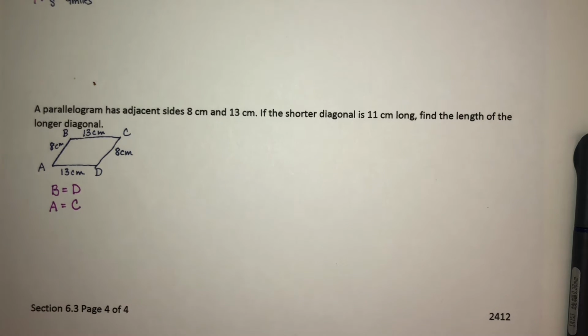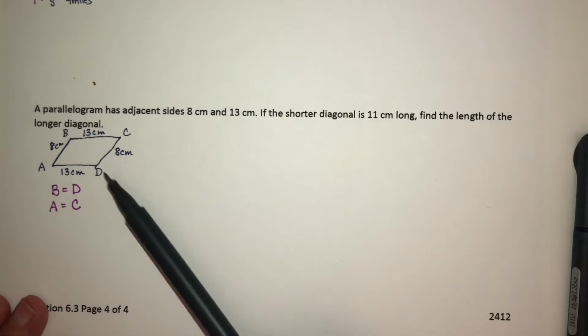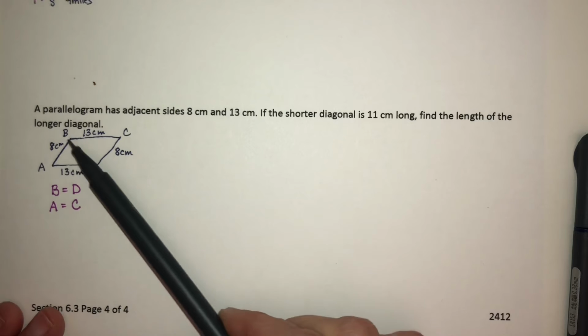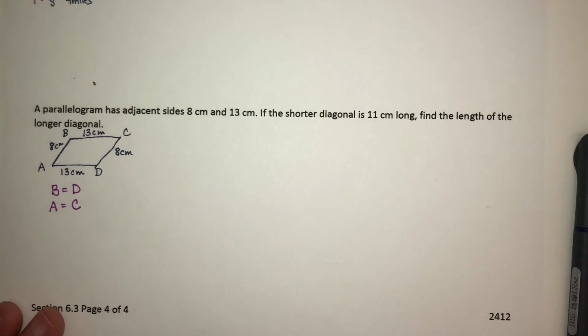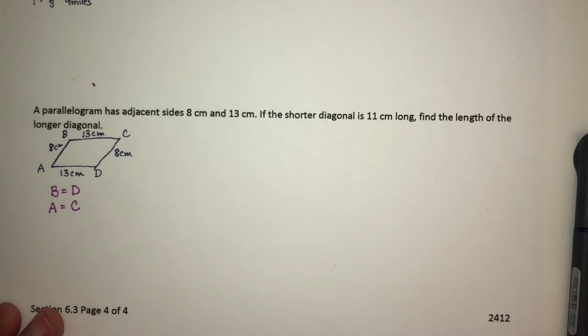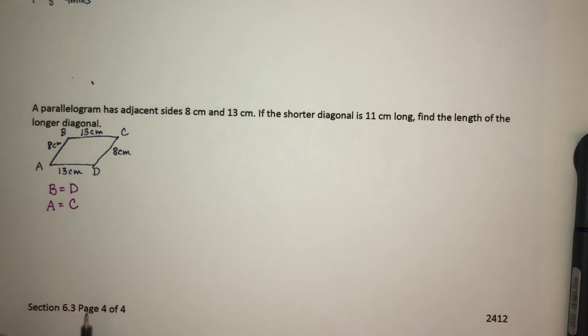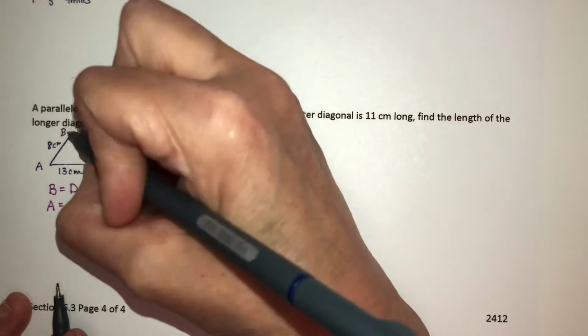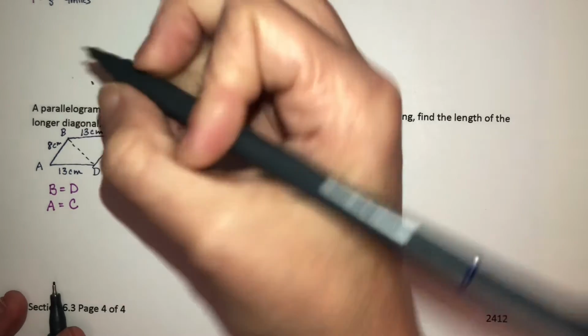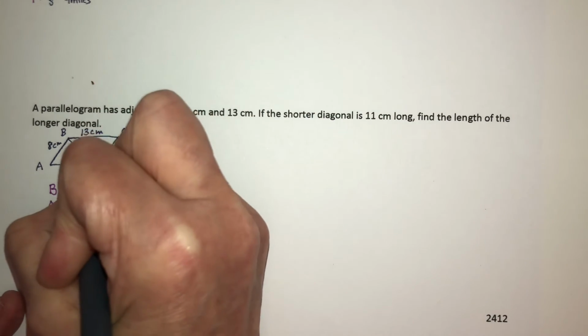Now, about the diagonals. A diagonal is the distance from one corner to the other. And in general, with a parallelogram, you're going to have one short diagonal and one long diagonal. If you have the special case of a square or a rectangle, your diagonals will be the same, but that's only special cases. And we're told that our shorter diagonal is 11 centimeters long. So the way I have it drawn here, that's going to be 11 centimeters.